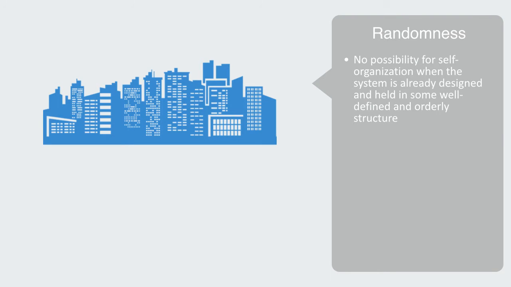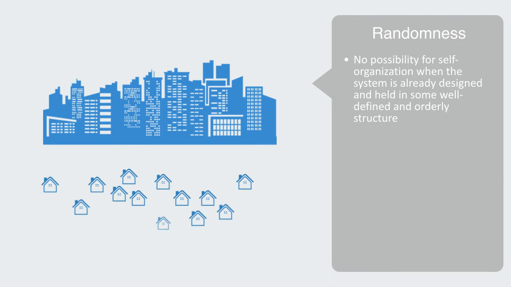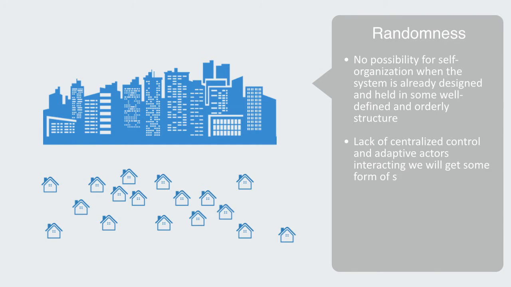But when immigrants move into unregulated areas around large cities, we get self-organization in the form of shantytowns, specifically because this space is unregulated. Wherever there's a lack of centralized control and adaptive actors interacting, we'll get some form of spontaneous emergence of order, such as the flow of automotive traffic in a city or the flow of IP packets on the internet.